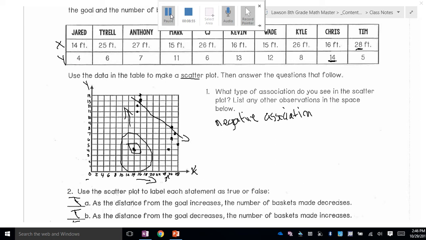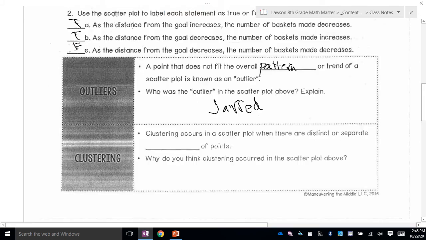Anyway, so we're going to finish writing Jared's name. Okay. And then that explanation is because his point was not with the other ones in the trend. Or we could say his point did not follow the trend.